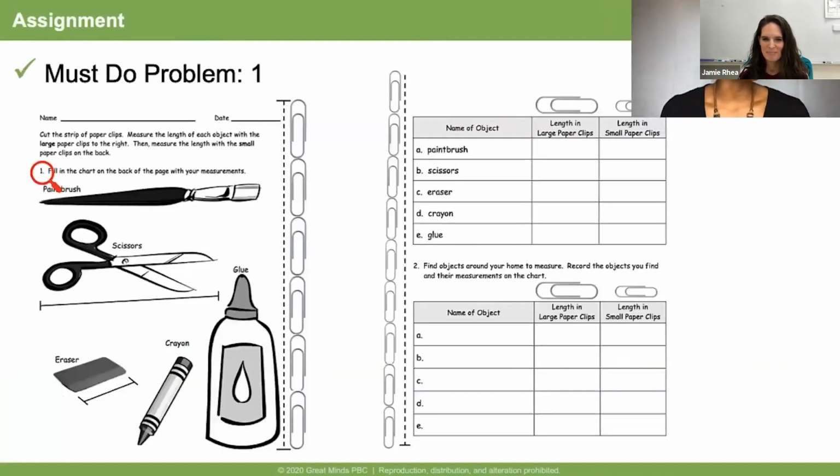It's time for your wonderful problem set. Today, mathematician, your problem set is going to be a little bit different, so pay close attention. First, we're going to use the homework pages as today's problem set. Next, you're going to need to cut out the paperclip strip, and I'll show you how to do that in the video in a second. Grab your scissors and follow along with me.